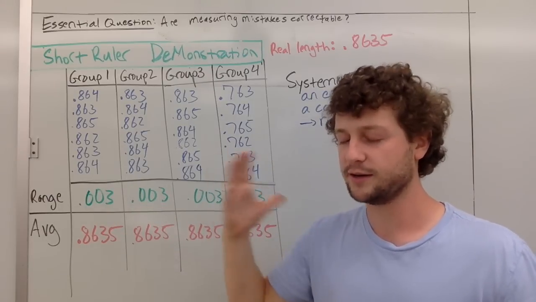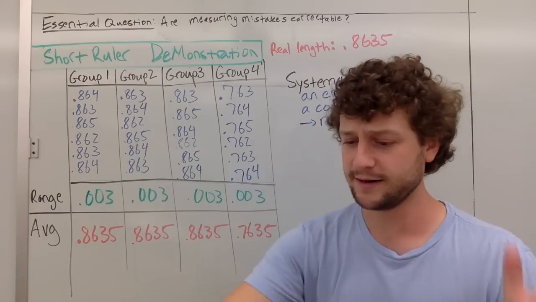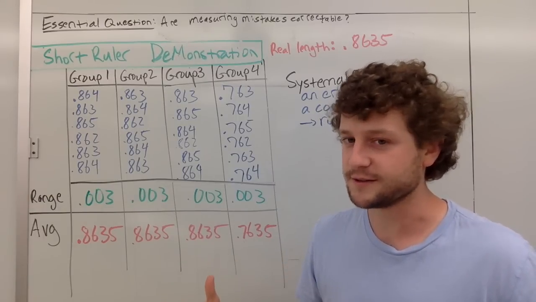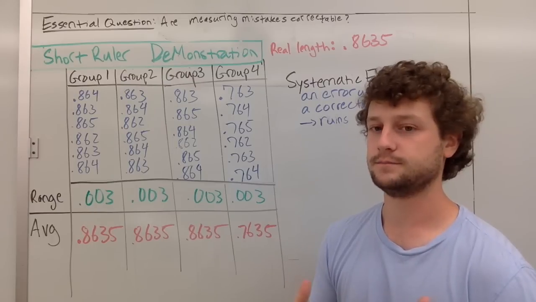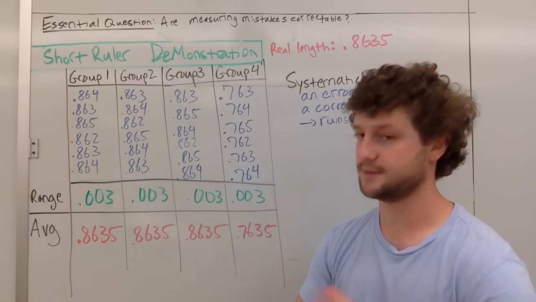So what am I going to do to fix this? Come on, it's very simple. What could they do to fix their measurement? It's an identifiable mistake. It's not random.